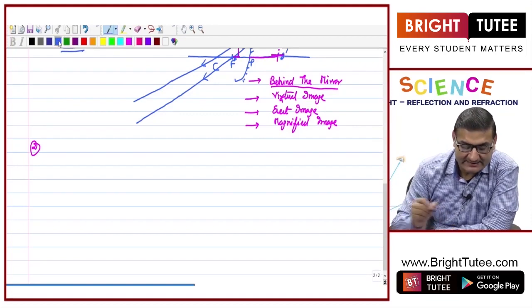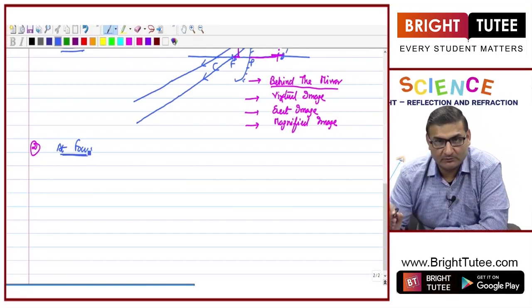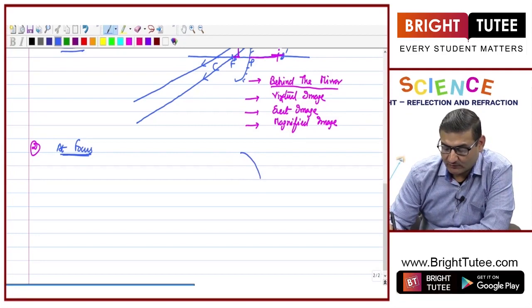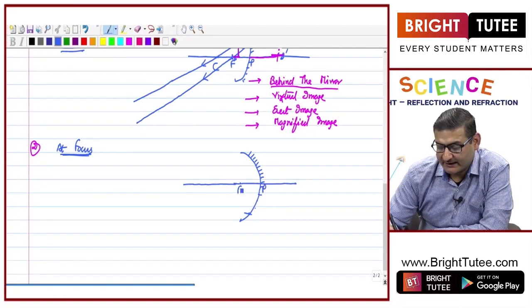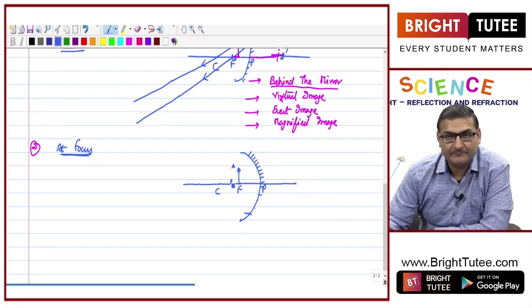Going for the second one, now the object was placed at focus. You need to remember all those 6 positions for which we are making images. Once again, this was a concave mirror painted from the outer bulging part. This is a principal axis going, this was P, this was F, this was C. Now, where have we placed the object? We have placed the object at the focus. Let us name it A and B.